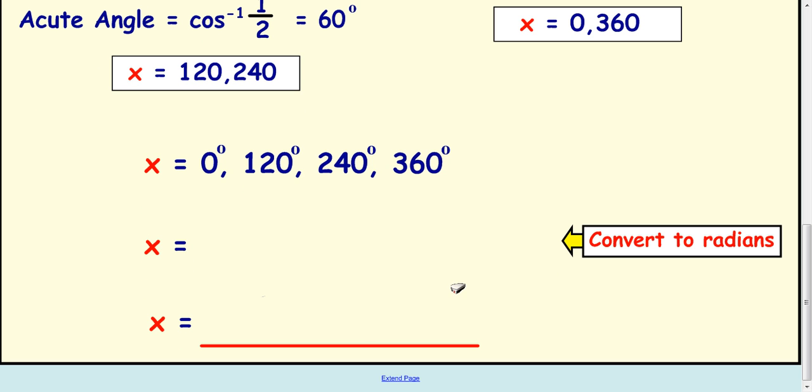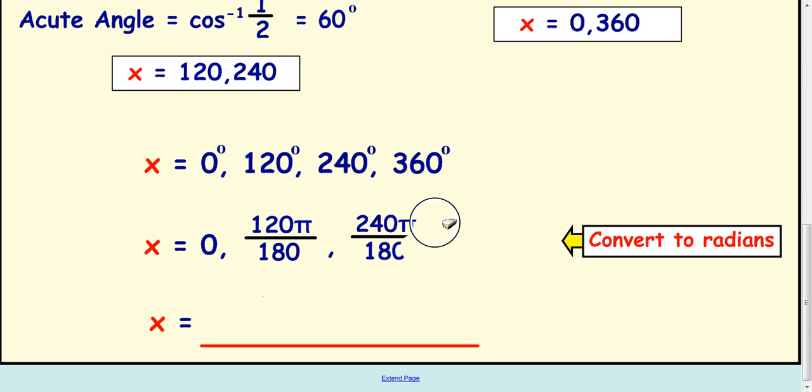So to convert into radians, multiply by pi and divide by 180. So multiply by pi, divide by 180 in each case. Now the easiest way to do this is to divide by 45 normally. In this case, 45 doesn't go into 120 or 240. It will go into 360 though.